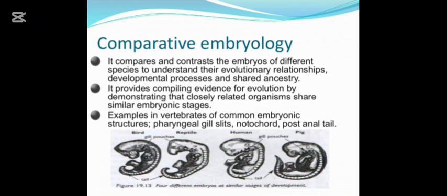So comparative embryology is evidence that evolution actually occurred, because we see that these organisms from different species have similar structures at a certain point in their embryonic life.